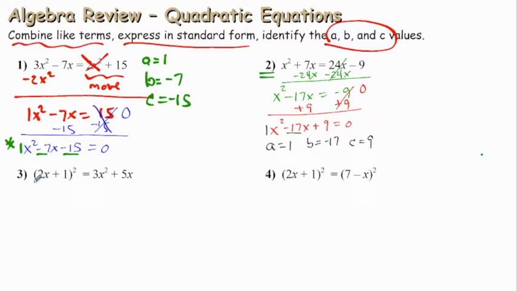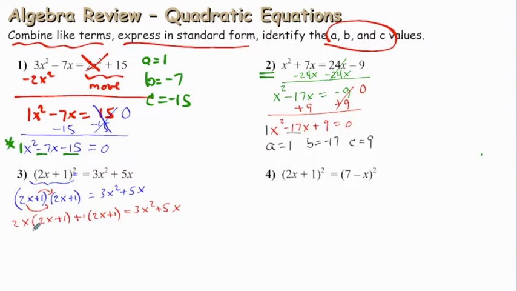Now, to solve a problem like number 3, we have to use distributive property to simplify the left-hand side. So because it's squared, we have to write it twice. 2x plus 1 times 2x plus 1 equals 3x squared plus 5x. And now when we apply the distributive property, we have 2x times 2x plus 1, and then a plus 1 times 2x plus 1, and then the right hand of our equation.